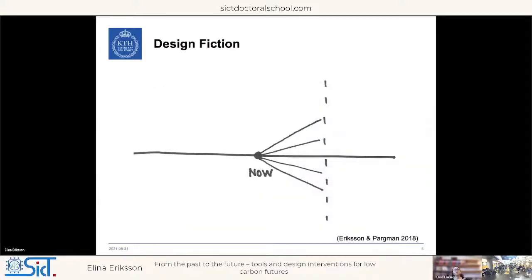I think the quote by Bleecker, design fiction is something that extrapolates from the now and looks at potential futures going into the future, but it doesn't really say how far off in the future this is, or how wide this cone of possibilities is.